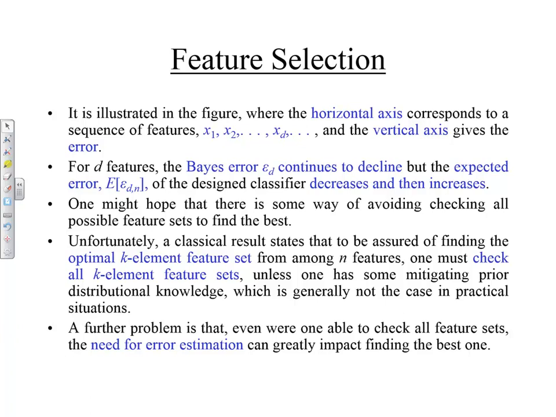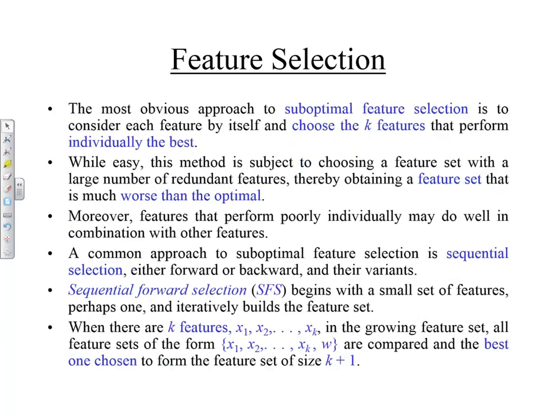Now, a further problem is that even were one able to check all feature sets, the need for error estimation can greatly impact finding the best one. Because even if you're going to compare different feature sets, you need to be able to estimate the error with each of those feature sets. So there is a need for error estimation here. It's not that straightforward to come up with the optimal feature set. So instead of going for the optimal feature selection, you will go with a suboptimal one.